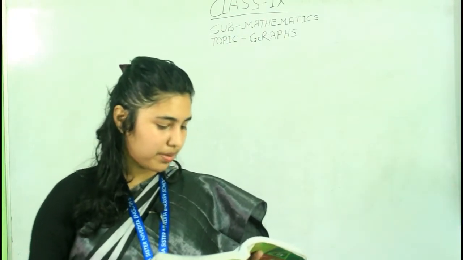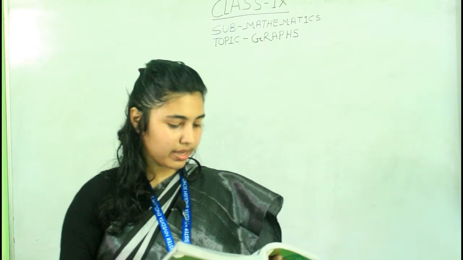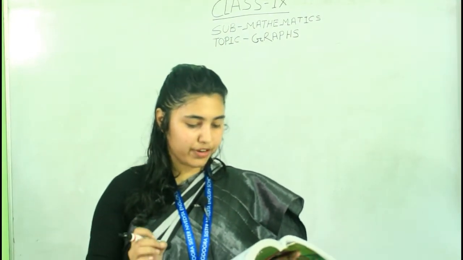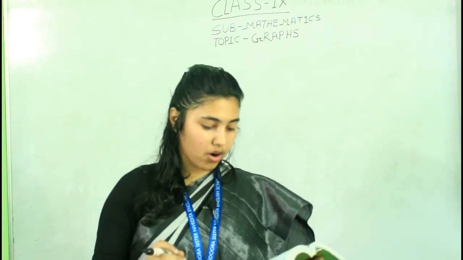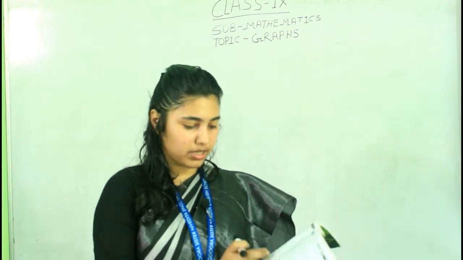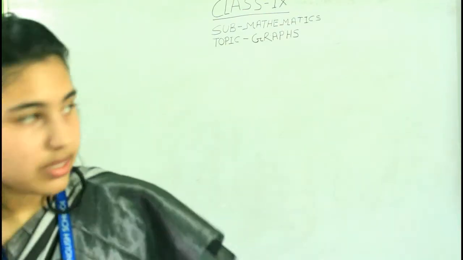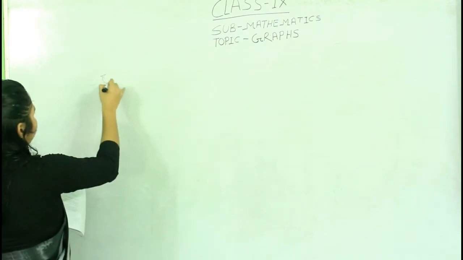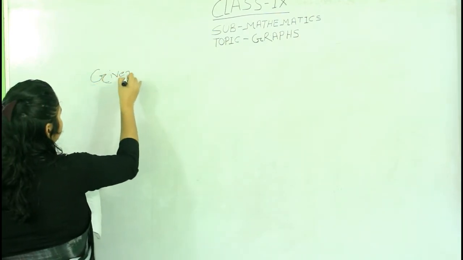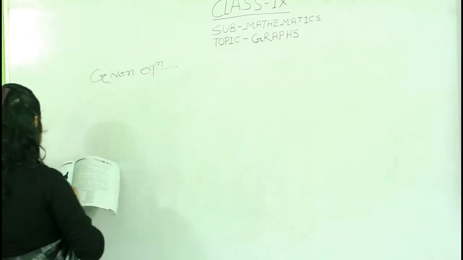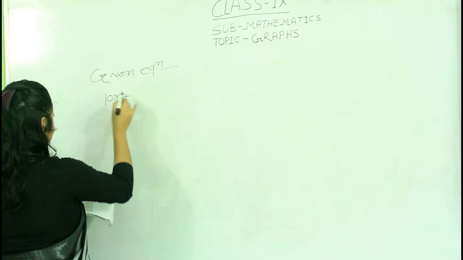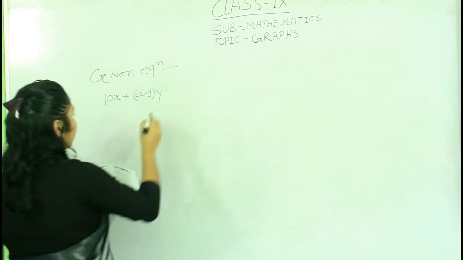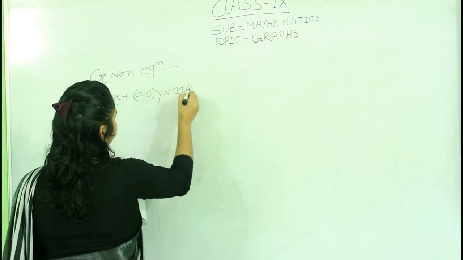Next question, question number 9. Find the value of a if the straight line 10x plus a minus 1 into y is equal to 11a minus 3 passes through the origin. This is important in this question: passes through the origin. This is the equation of the straight line given. So our given equation is 10x plus a minus 1 into y is equal to 11a minus 3.